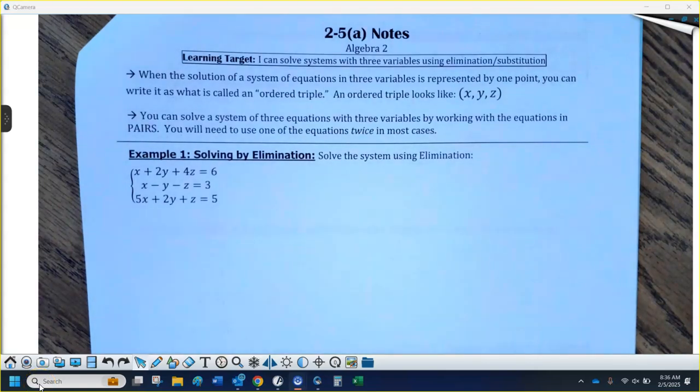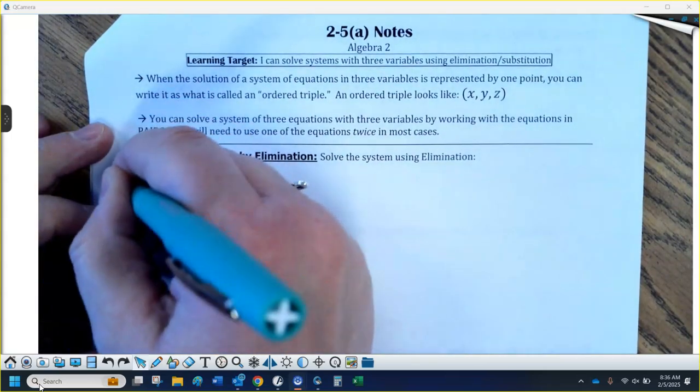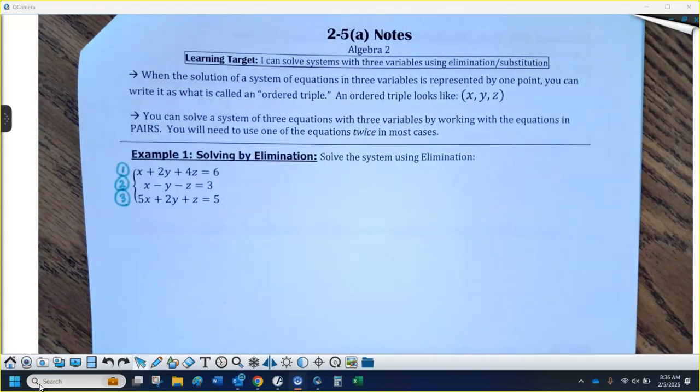It's totally up to you how you want to do this, but what I usually like to do is number the equations. I'm just going to go 1, 2, 3. Now, when we get our answer, it's called an ordered triple. It basically looks like a point on the graph, except it's x, comma, y, comma, z. So we have 3 letters that we're going to solve for.